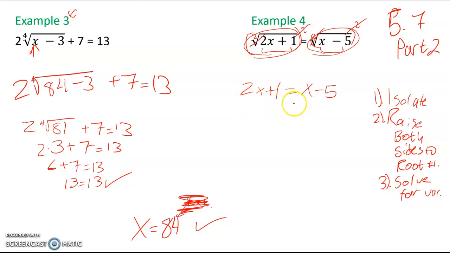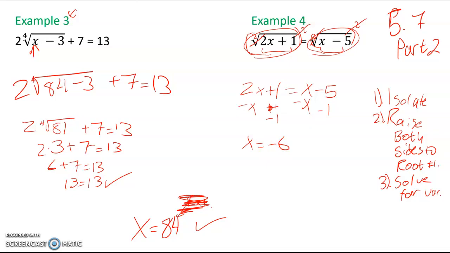And we have x's on both sides. We need to move our x's to one side, and then all of our numbers, we need to actually subtract that 1, move all of our numbers to the other side. We're left with x, 2x minus x is just x. Negative 5 minus 1 is equal to negative 6, okay?